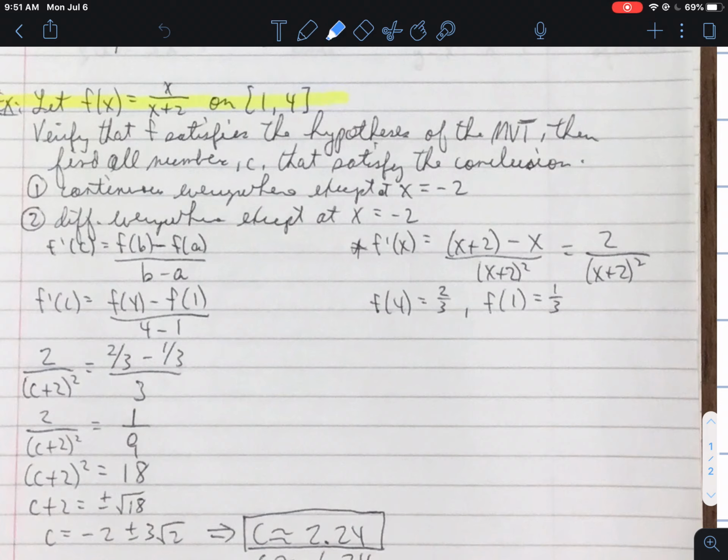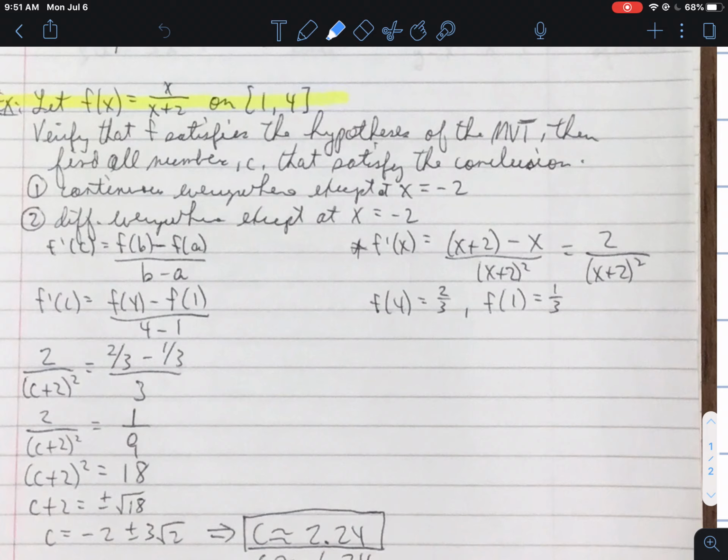So here's our example. I've got the function f of x equals x over x plus 2 on the interval from 1 to 4. Now notice this function is not a polynomial. It is a rational function. So we do have to at least check to make sure that we are continuous and differentiable over our interval.